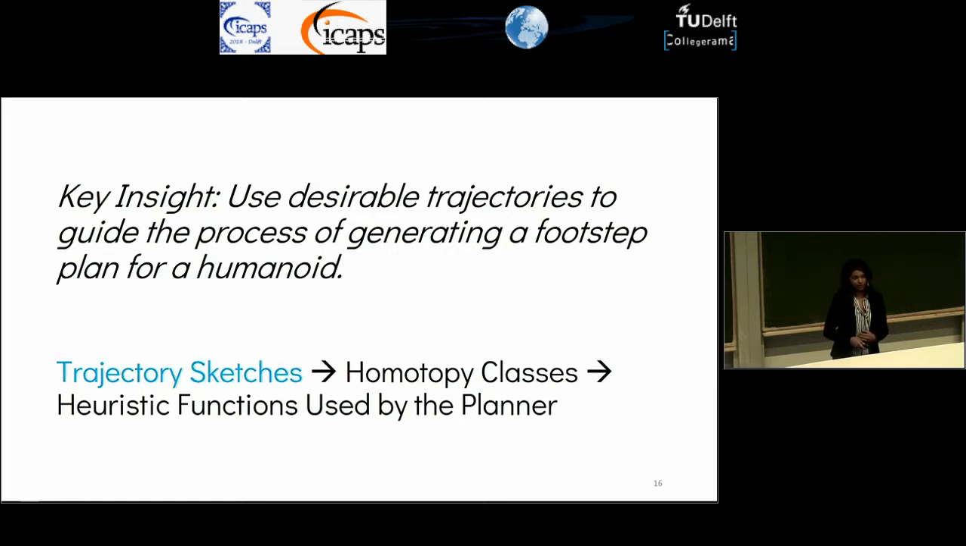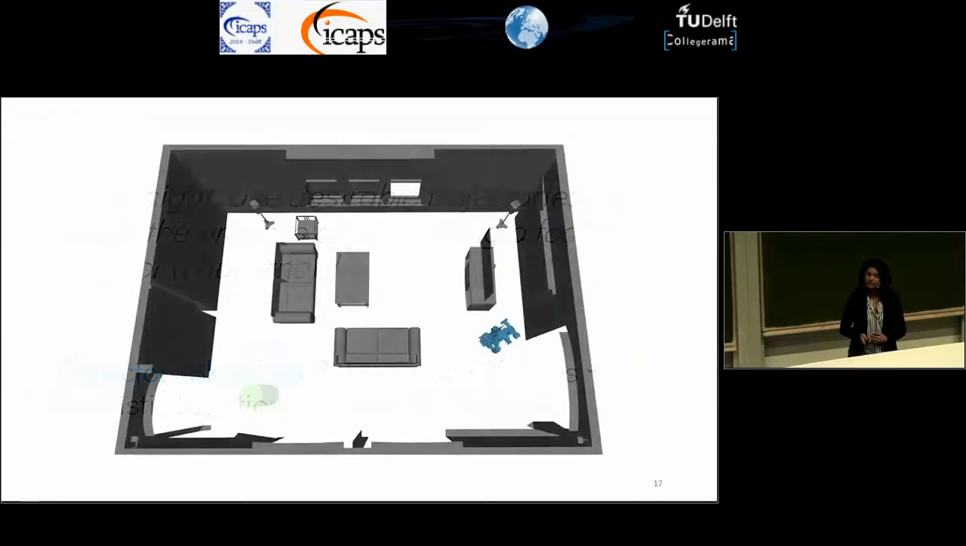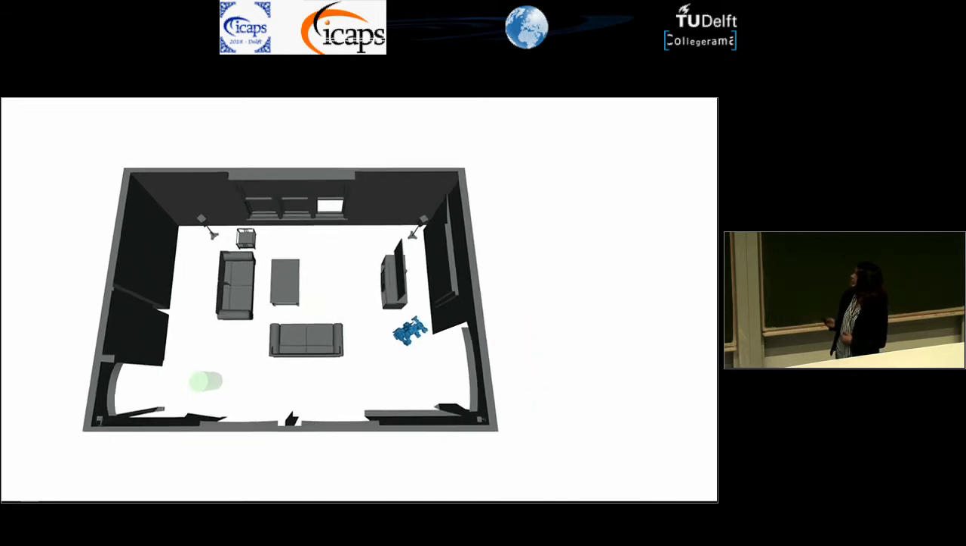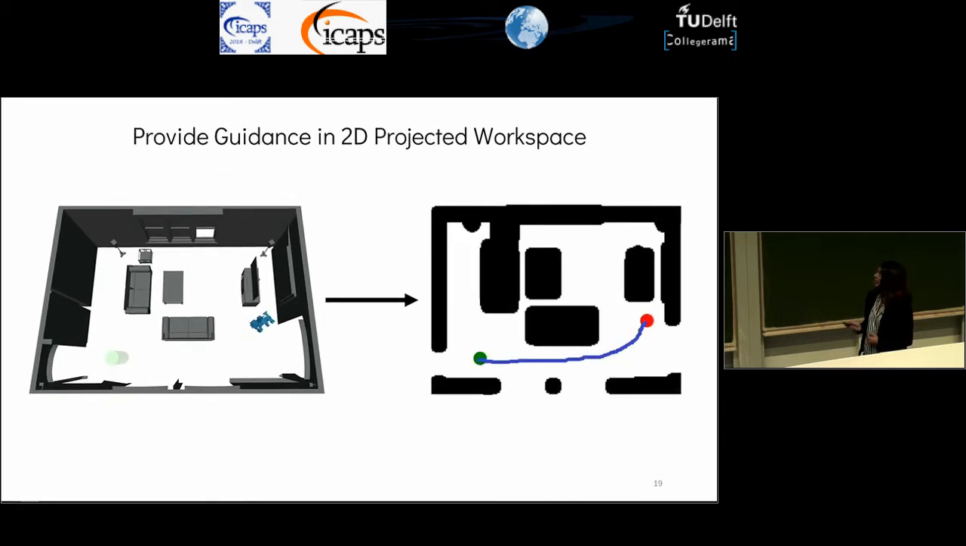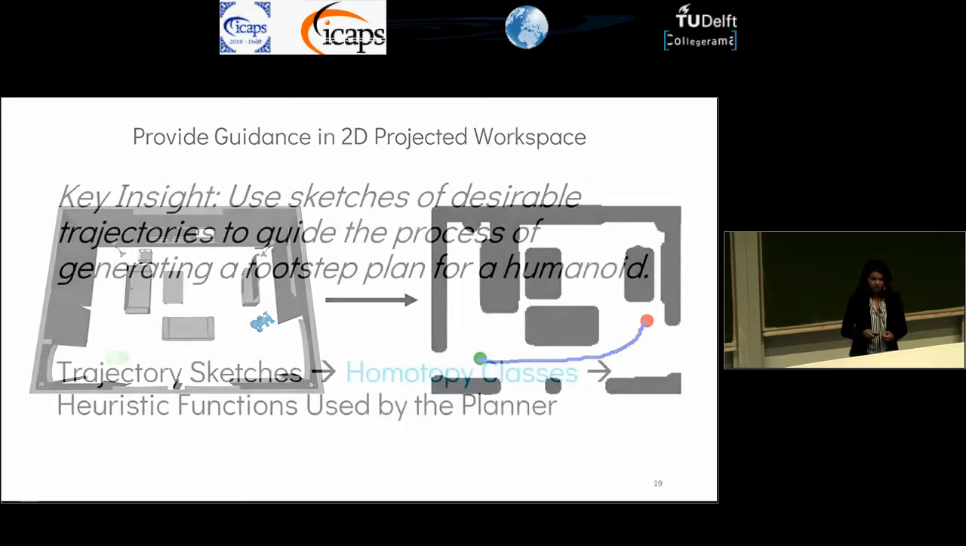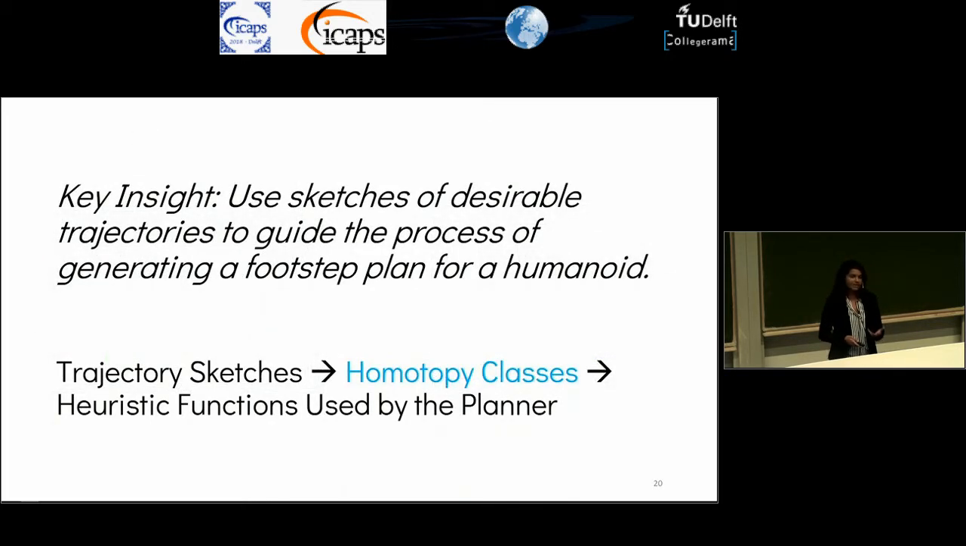So first, we'll start off with trajectory sketches. So let's take this 3D environment where, again, we have this humanoid robot and we want it to navigate to this goal region. What we do is we project this environment into a 2D workspace, and we give this projection to the user and ask them to draw us as many trajectories as they want, but trajectories that they think are desirable. Once we get these trajectory sketches, we need to extract their homotopy classes, and this is how we represent these sketches in a meaningful manner.